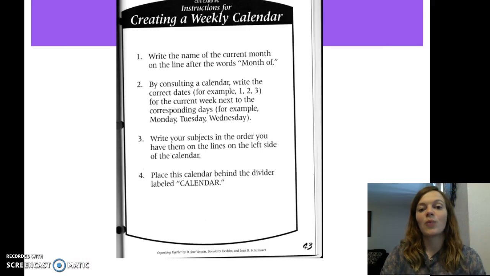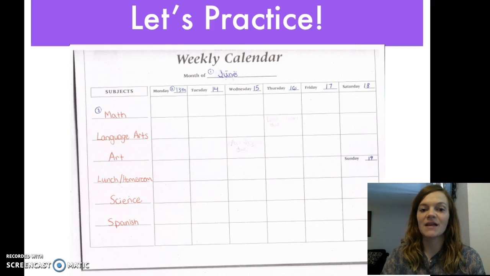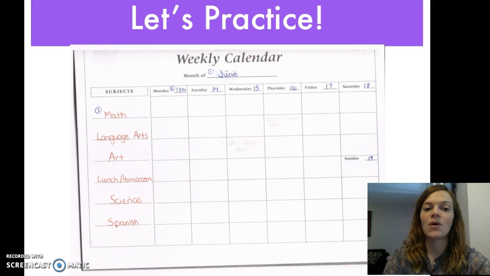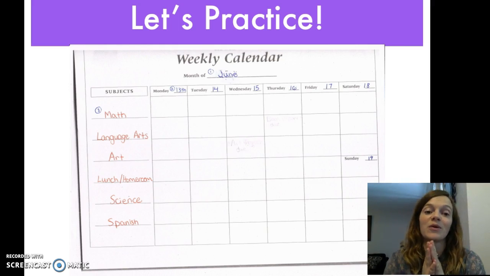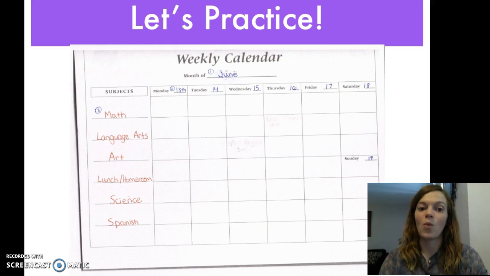Number 3, you're going to write the subjects in the order you have them on the lines on the left side. As you can see by the number 3, I have math and language arts, art, lunch, homeroom, science, and Spanish. I put lunch and homeroom together because my lunch teacher and the homeroom teacher are the same. So, or for example, your lunch teacher and your homeroom teacher are generally the same. So that's why I just put it in one box.